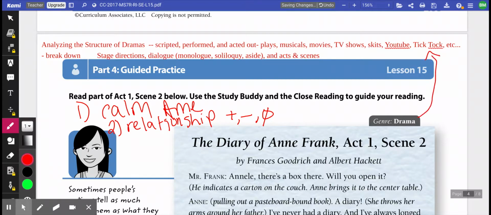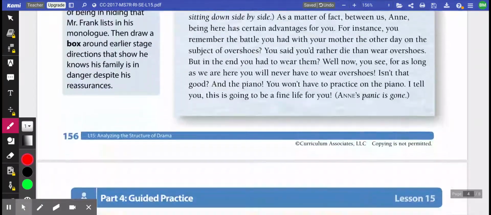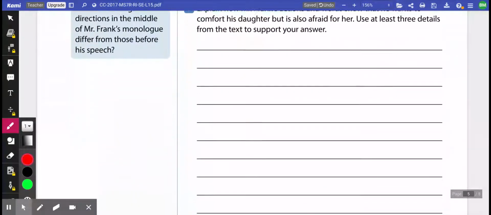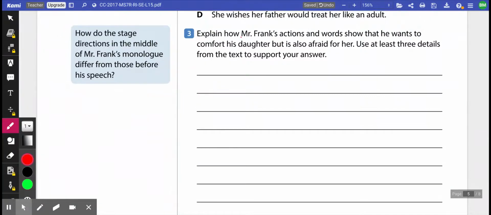Okay. So, question number three asks me, explain how Mr. Frank's actions and words show that he wants to comfort his daughter, but is also afraid for her. I'm going to come out here to the side and write the word comfort. And I'm also going to come over here to the side and write the word afraid. So that way I can remember that I'm looking for evidence of those.